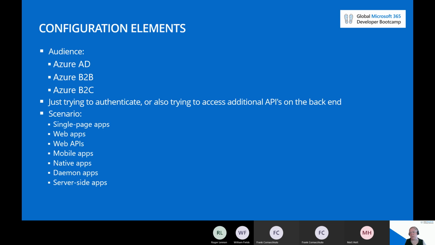A daemon app is really a background process that's running. And again, that's something where obviously an inanimate process cannot click an I authorize button. So it's a scenario where it's pre-authorized to run. And then finally, server-side apps. Again, these are old school apps running in that server process, or maybe Windows apps.